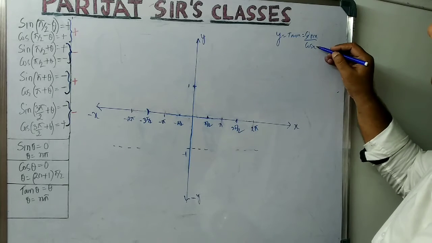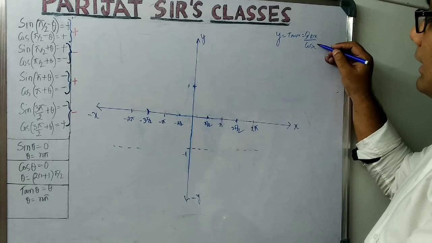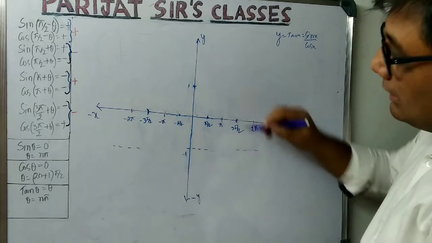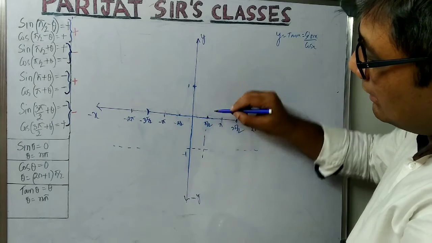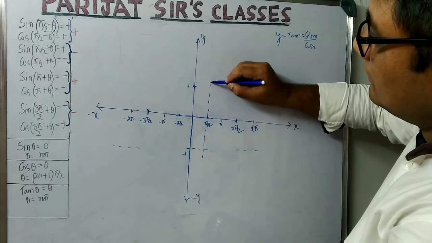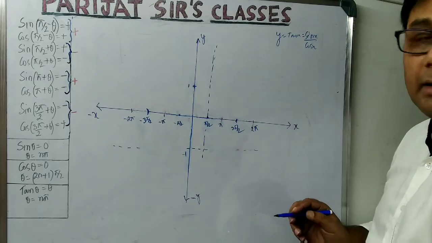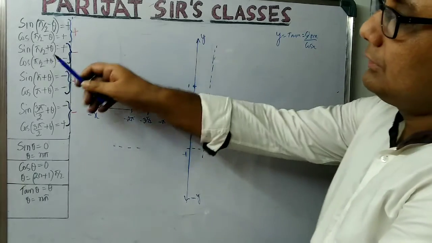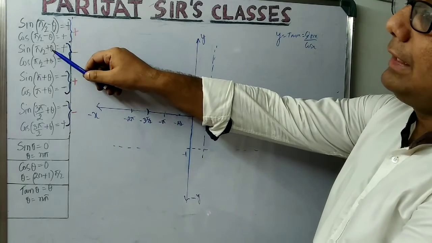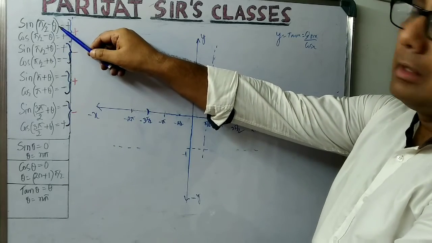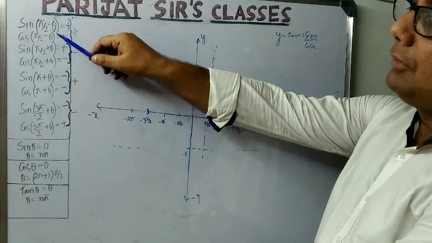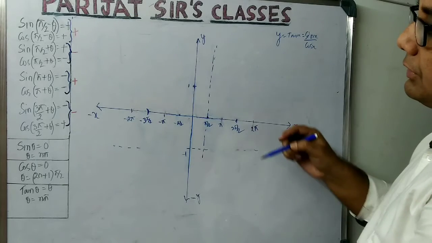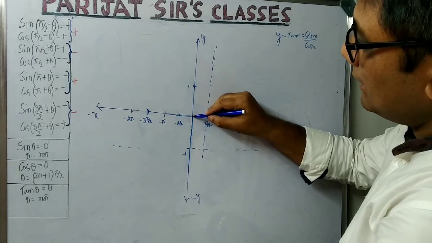Now see, as x tends to 90 degrees, cos 90 is 0. That means the function of y is becoming infinite. If I choose sine as π/2 minus θ and cos as π/2 minus θ, that means I am in the first quadrant, and if I multiply these two, the answer will be positive.